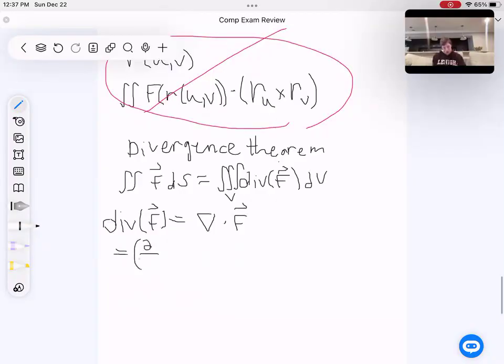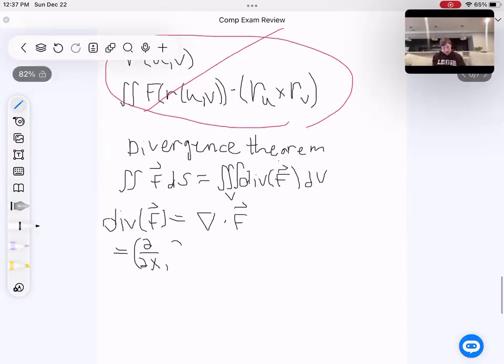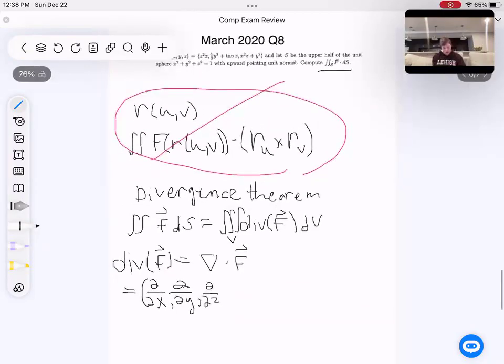partial over partial x, partial over partial y. Sorry, my pen's having some issues. Partial over partial y, and partial over partial z. So that is our gradient vector. And then we're going to dot that with whatever F is. I don't want to write it out here, but you see up top that it is, again, z squared x, 1/3 y cubed plus tan z, and x squared z plus y squared.